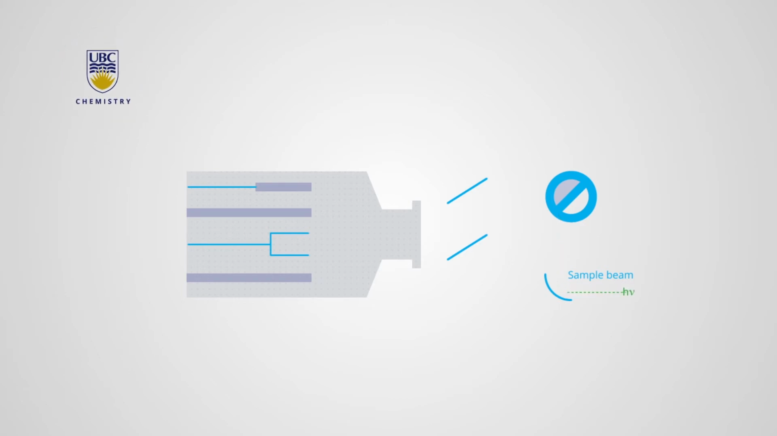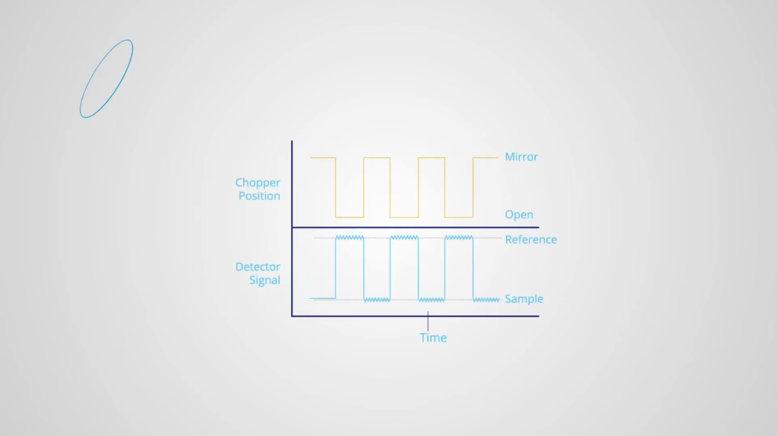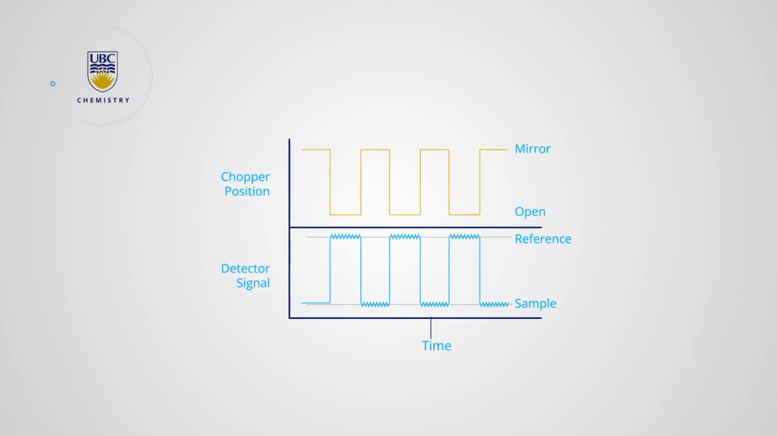The double beam setup helps to account for fluctuations in lamp intensity. At the two different chopper positions, two different signals are measured. This is due to the fact that at the open position, the light beam does not pass through the sample holder, leading to no absorbance. However, when the light beam passes through the sample holder, the analyte is absorbing light. Thus, as the chopper rotates, the measured intensity oscillates between a high and low level.